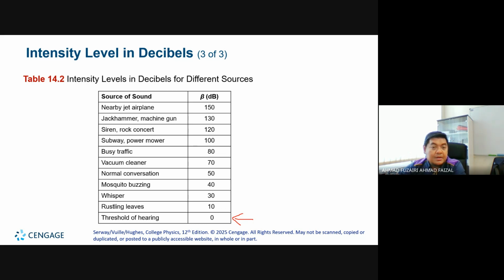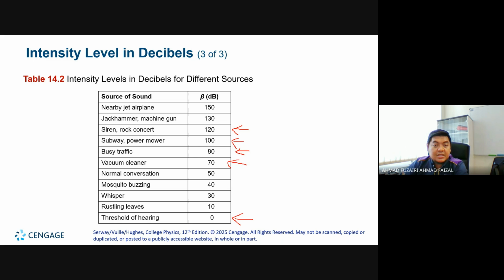Mosquito buzzing is at about 40 decibel. A normal conversation, as we are having now, is about 50 decibel. A vacuum cleaner is about 70 decibel. Busy traffic is at about 80 decibel. A subway or power mower is about 100 decibel. And lastly, a siren or rock concert will have about 120 decibel.